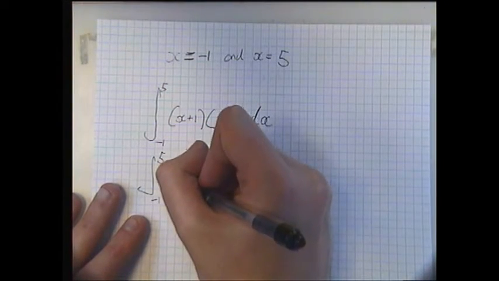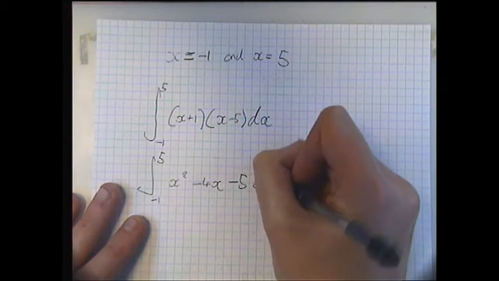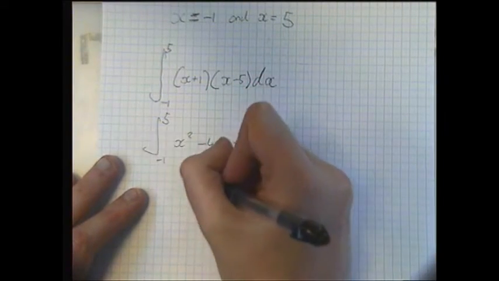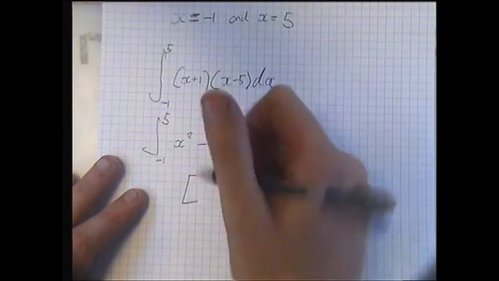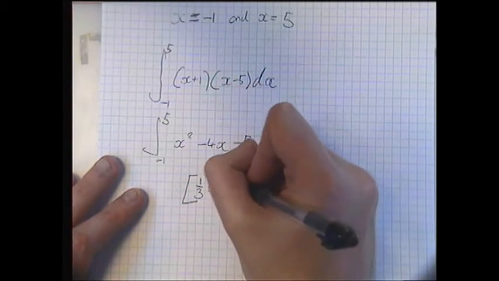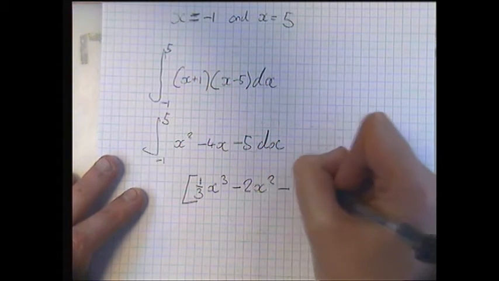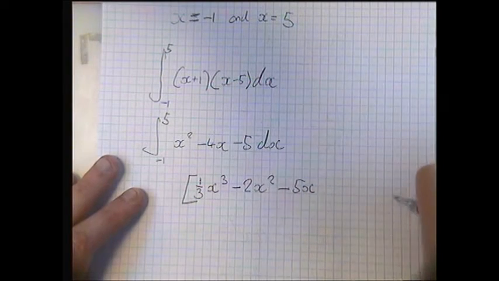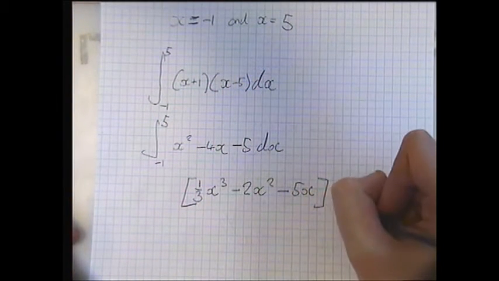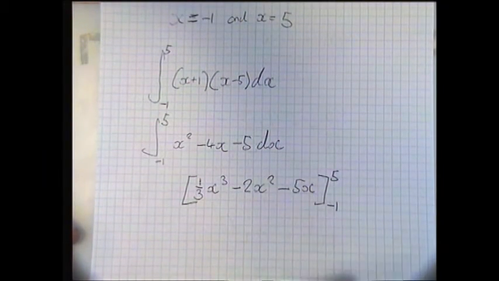When you multiply that out, you get x squared minus 4x minus 5. So that's what we're integrating now. The integrated version of that, add 1 to the power, divide by the new power, you get 1/3 x cubed minus 2x squared minus 5x. You don't need plus c because it is a definite integral. The limits we now write on the right hand side of our square brackets, -1 to 5.